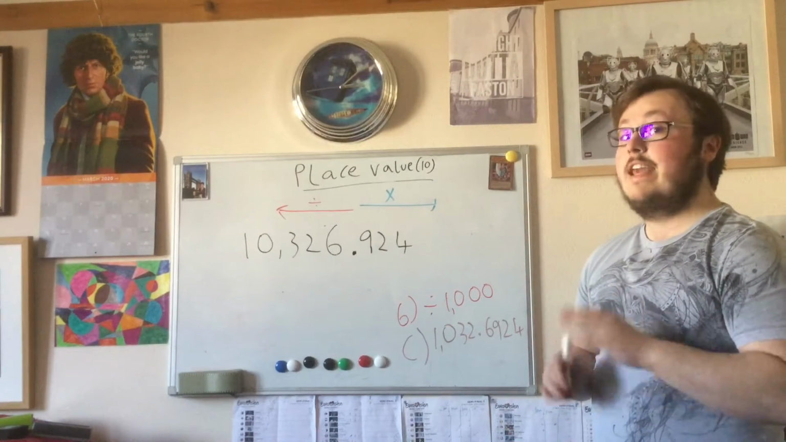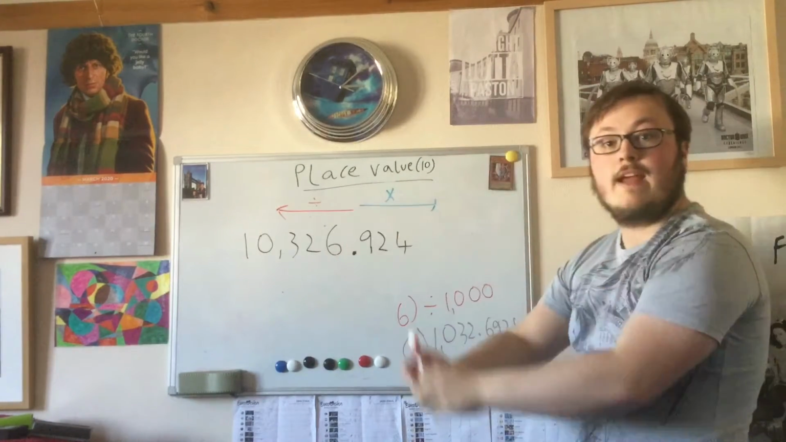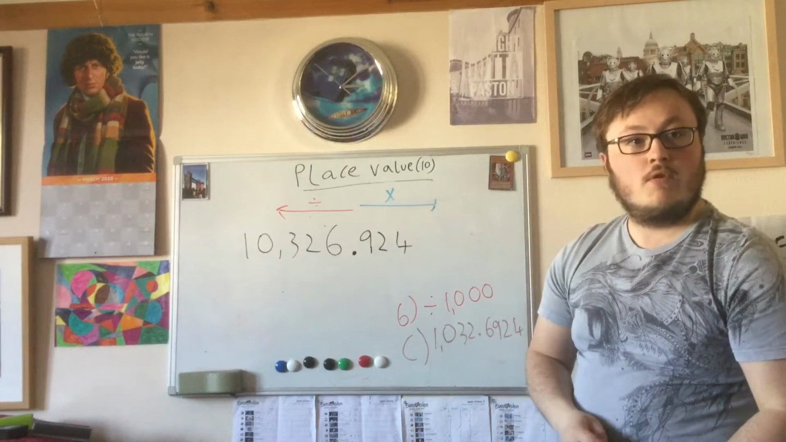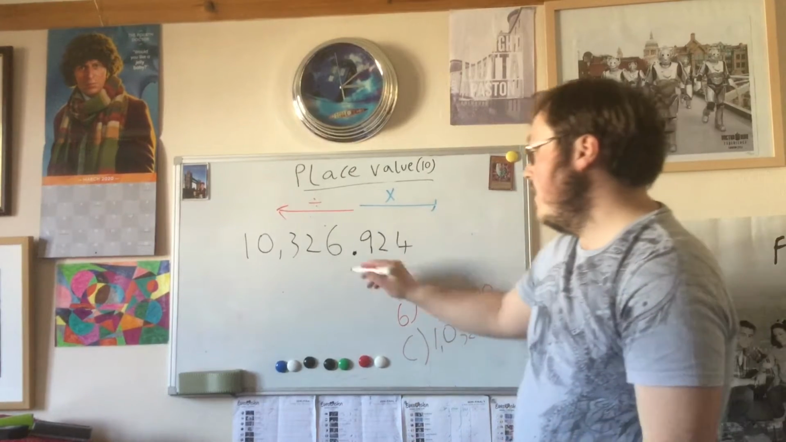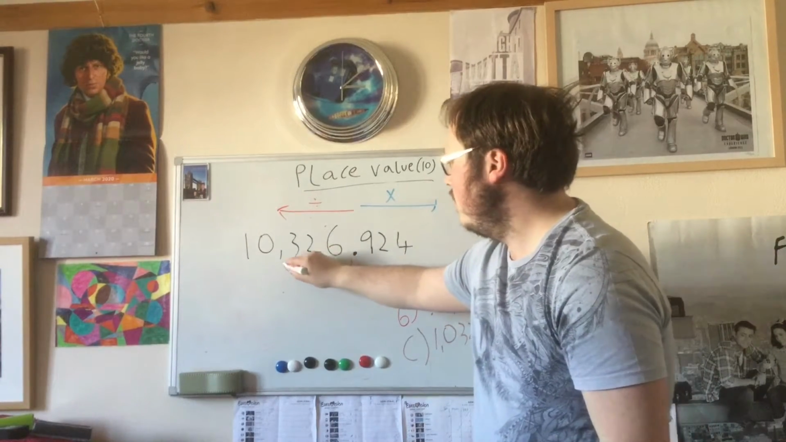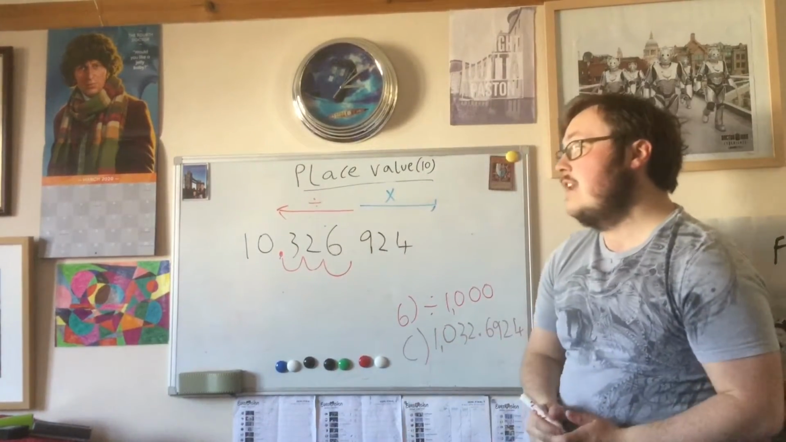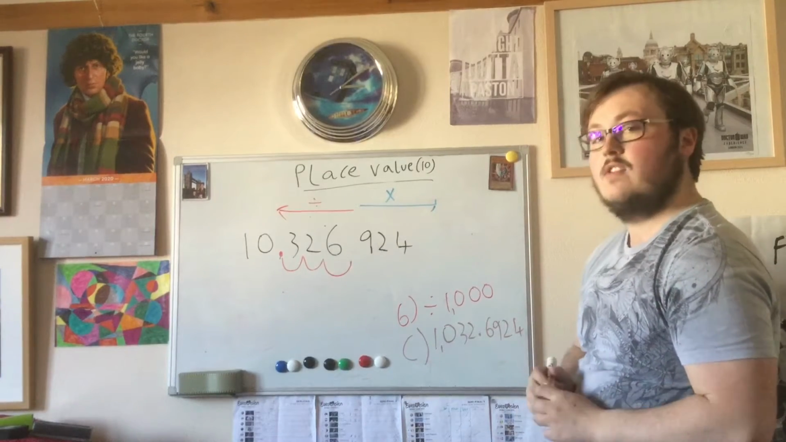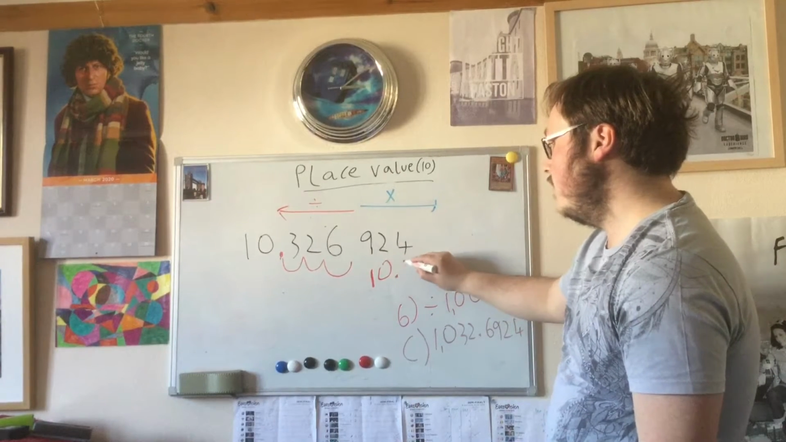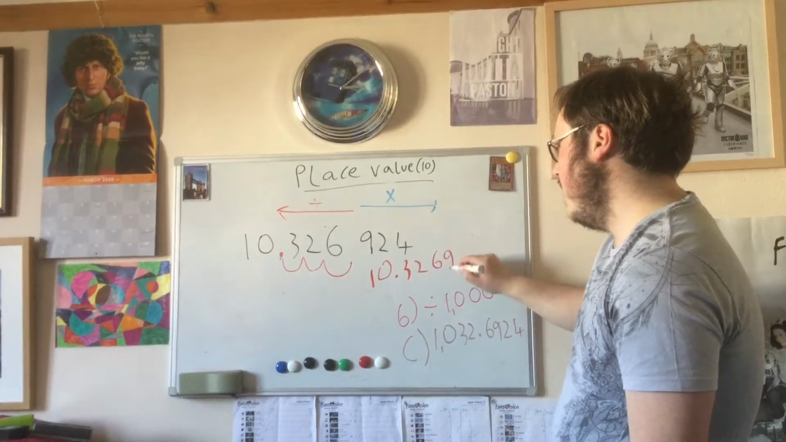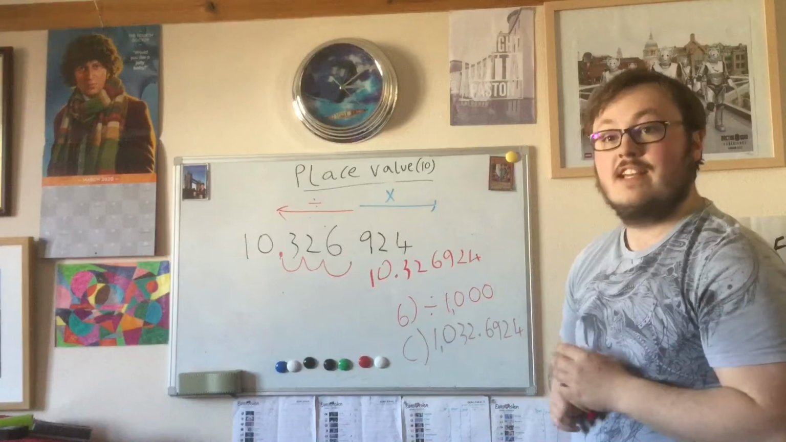So what if we're dividing it by 1000? Well, because dividing is the opposite to timesing, we're going to be moving our decimal in the opposite direction. But how many times do we move it? Well, how many zeros are there in 1000? There's 3. So we move it 1, 2, 3. So we move our decimal from there to there, meaning that 10,326.924 divided by 1000 becomes 10.32694. You need to make sure you include all those digits to get it right.